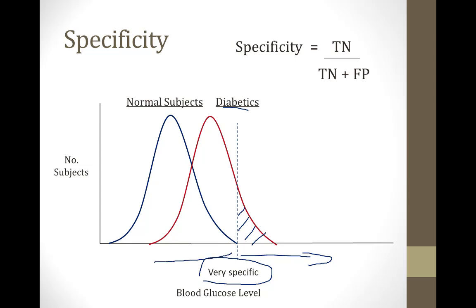On the other hand, if you're negative on a very specific test, it doesn't mean that much. You may be a true negative, like all these patients under the blue normal curve here, or you may be a false negative, like all these patients under the red curve here. The negative result is not that meaningful, but the positive result is very meaningful and is most likely true.